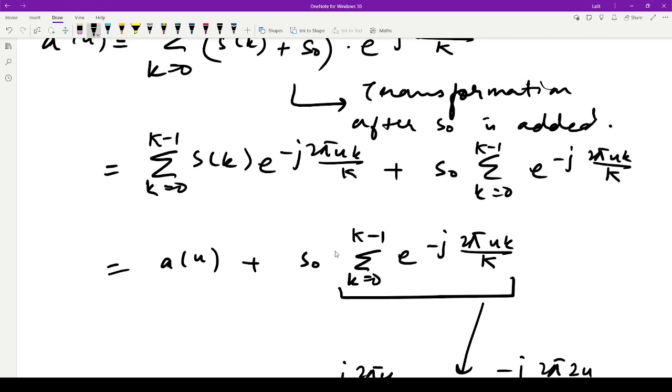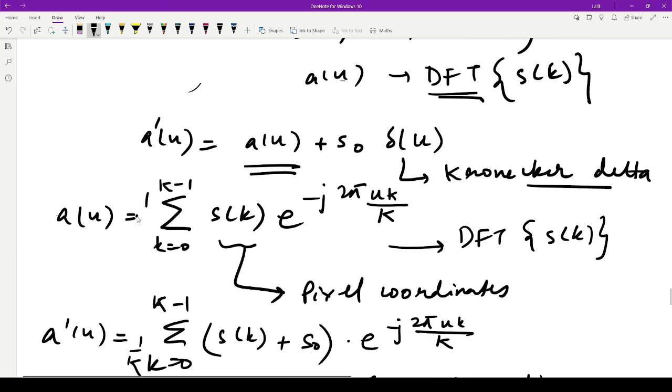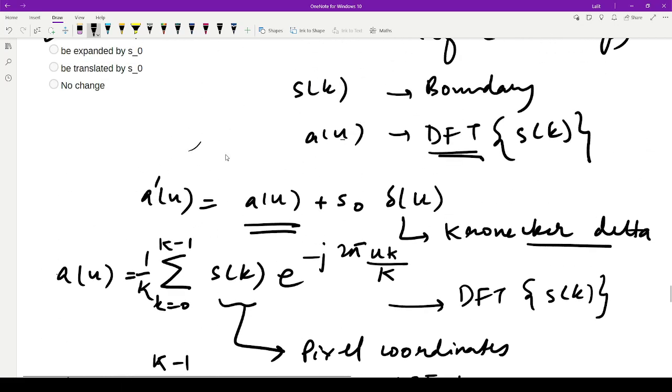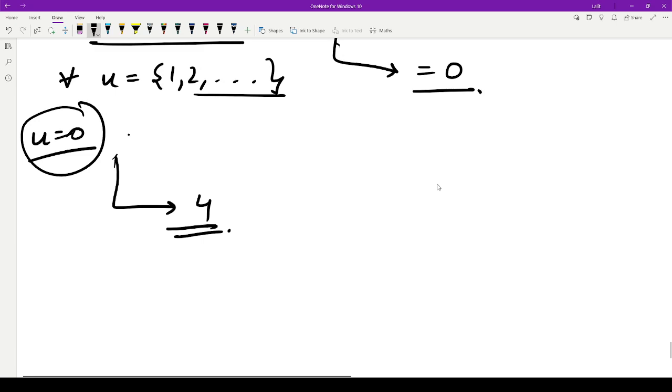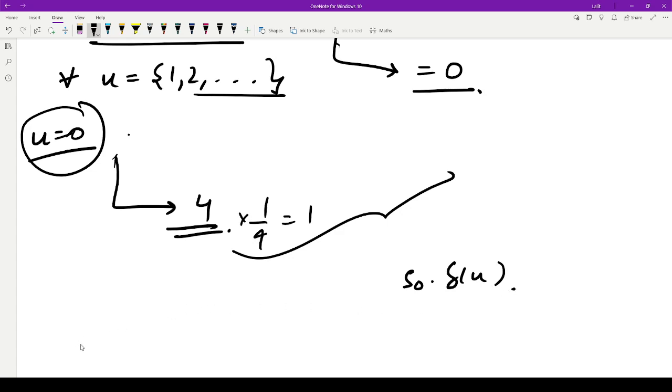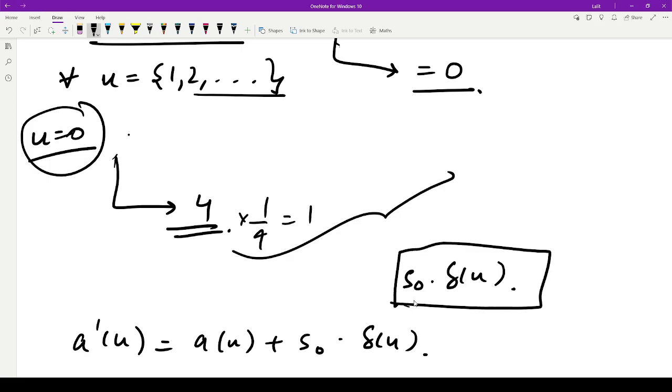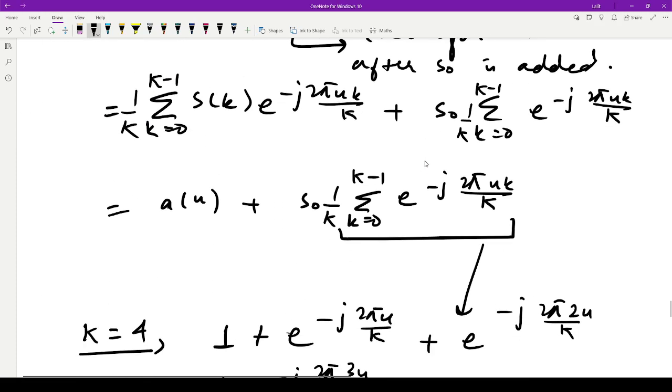So to normalize it properly, you can just take 1 by K out there. Once you take 1 by K out there, you can easily see that you get this specific expression. So this whole expression will now be 4 into 1 by 4, which is 1. So this is S naught into delta u. So ultimately we get this specific expression by replacing this in this summation part.